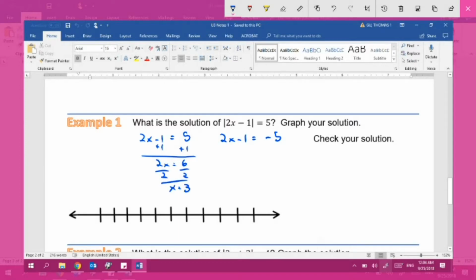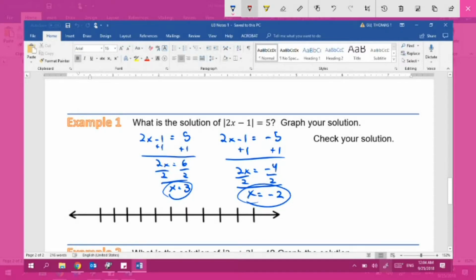Okay? So I got one of my answers, x equals 3. And then my other one, let's add 1 to both sides. 2x equals negative 5 plus 1, which is negative 4. Divided by 2 to get x by itself, and x equals negative 2. So my two answers are x equals negative 2 and x equals 3.